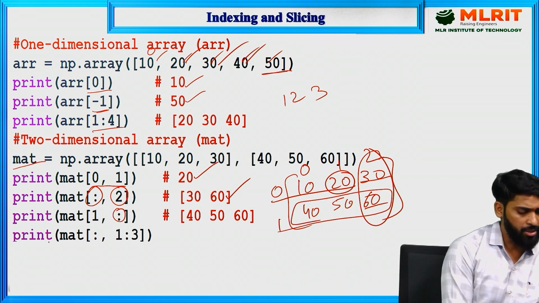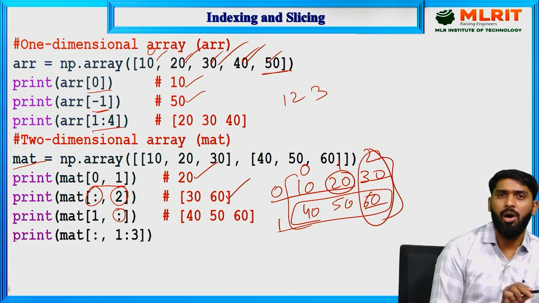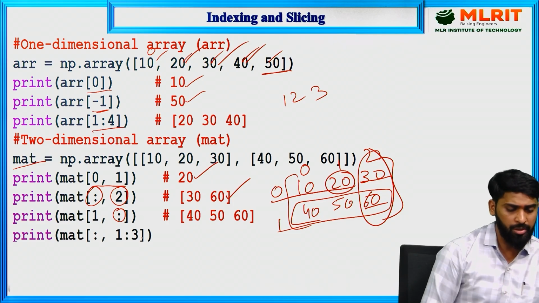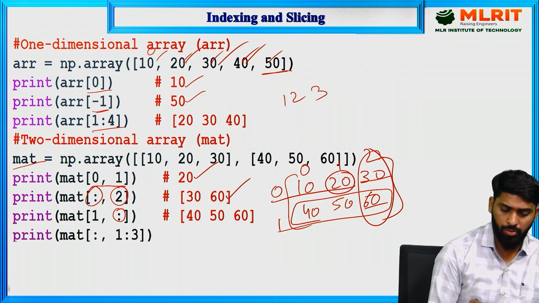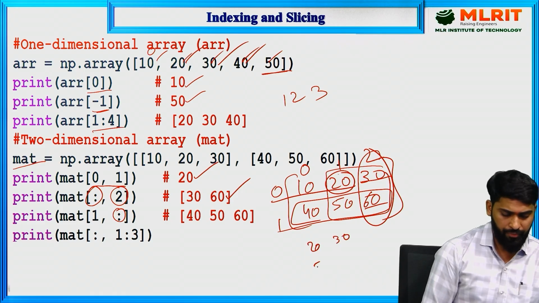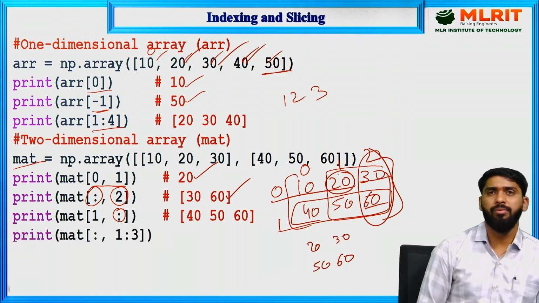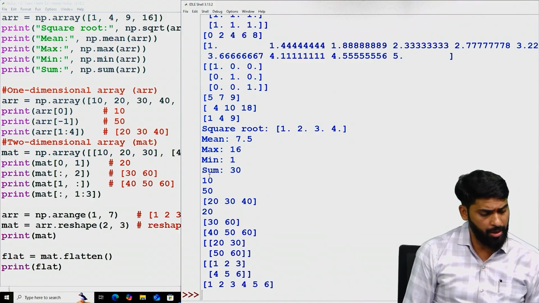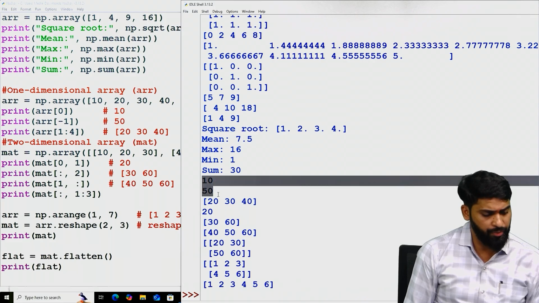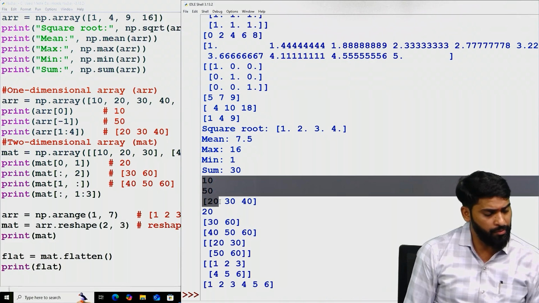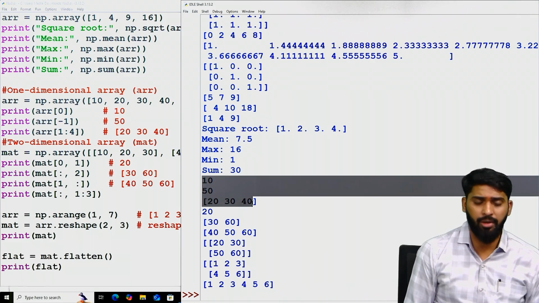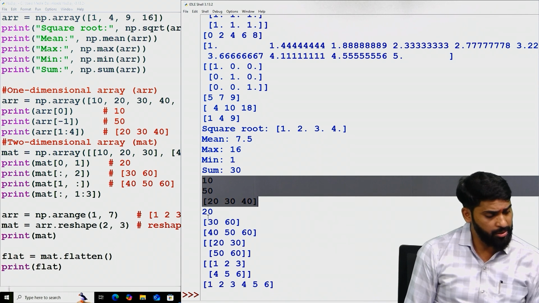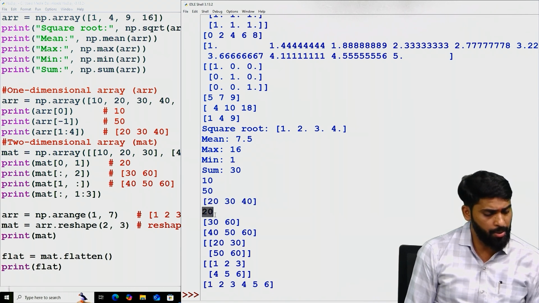Okay. So next mat[:, 1:3], all rows, columns 1 to 2. So here columns 1 and 2, so it prints 20 30, 50 60 as output. Okay. So let us execute these functions. So this is print arr[0], so it prints 10, arr[-1] 50, arr[1:4] 20 30 40. So here for mat[0, 1], 20.